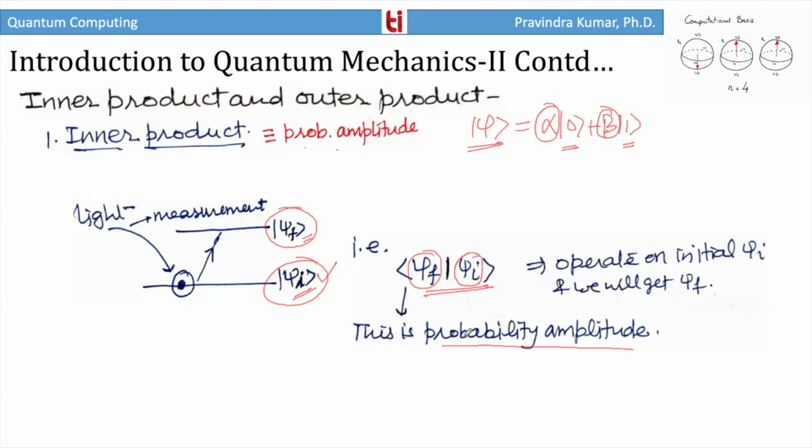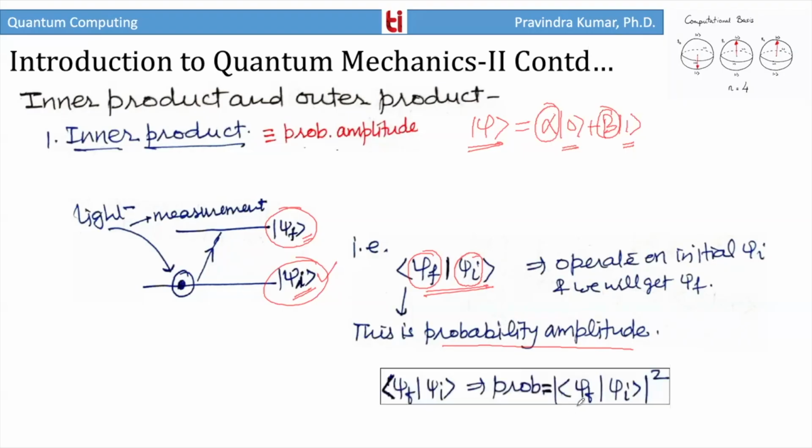So you know the mod square of the probability amplitude is the probability. So if I take the mod square of this inner product, it will give you the probability of finding the quantum state in psi f if I make a measurement on the initial quantum state psi i.